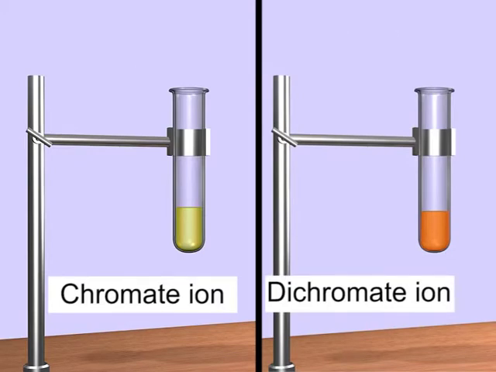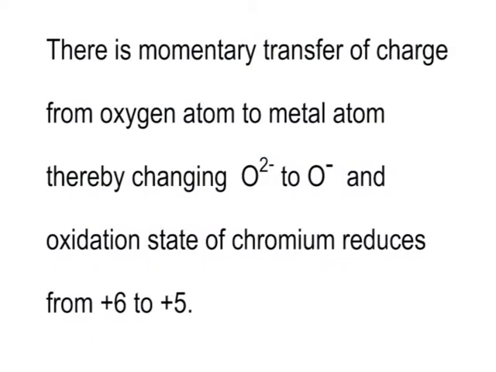It also means that there is momentary transfer of charge from oxygen atom to metal atom, thereby changing di-negative oxygen ion to mononegative oxygen ion, and the oxidation state of chromium reduces from +6 to +5.